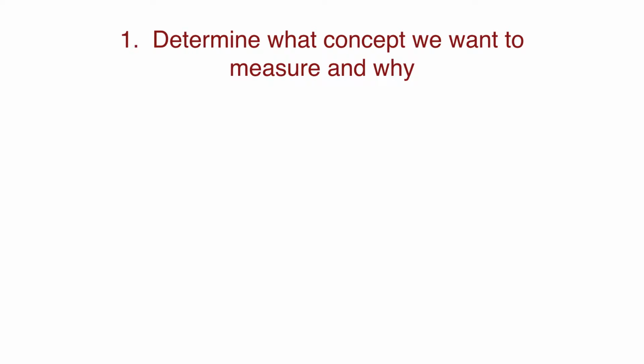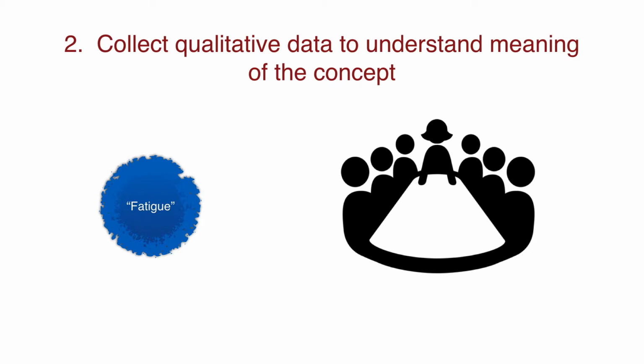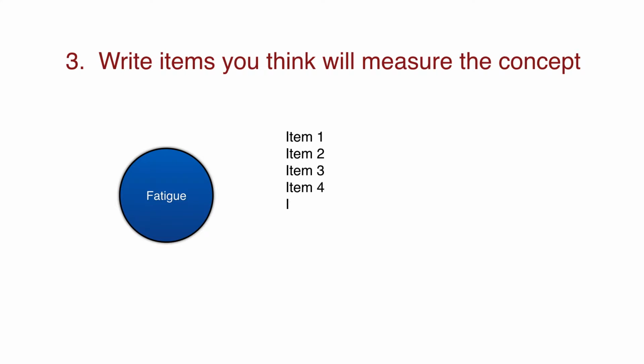It really begins with determining what concept we want to measure and why. And we might start out with a fuzzy notion of what it is that we want to measure. Maybe it's something like fatigue. And to improve our understanding of this, we might go collect some qualitative data to understand the meaning of the concept. And in talking to people in focus groups or one-on-one interviews, we might get a much clearer picture now of what is meant by fatigue. We're in a position to say what it is. And once we're in that position, we can try to write some items that we think measure the concept that we're interested in.